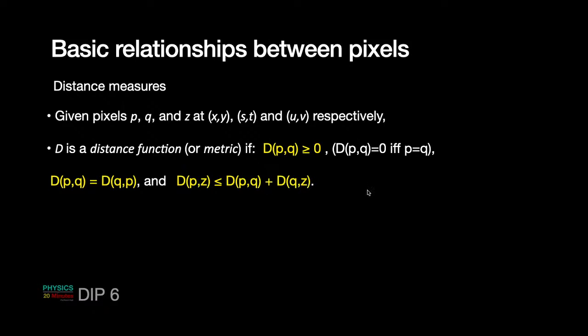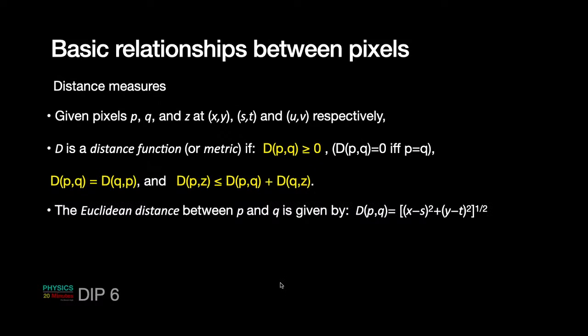So it's like a triangle property. You know, if P, Q and Z form a triangle, then one side of the triangle has to be less than the sum of the other 2 sides, except in one case where all the 3 points are lying on one line. In that case, the equality can come in.